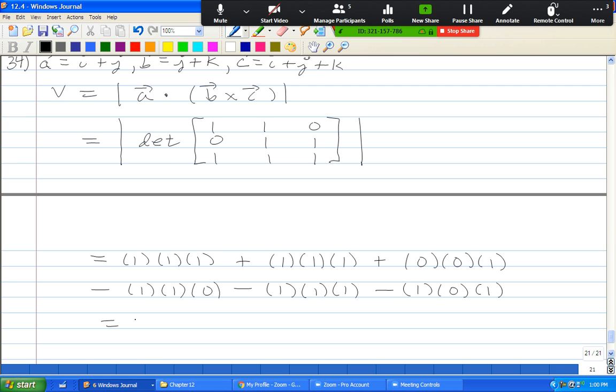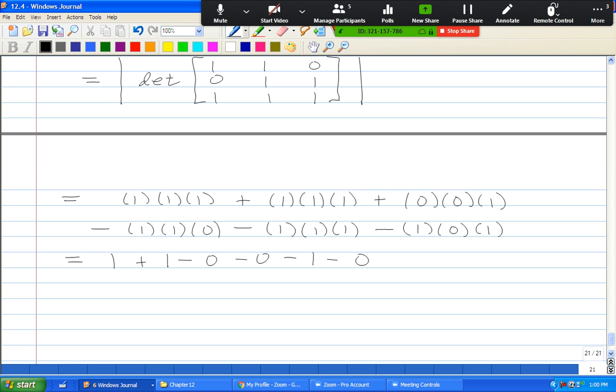So this is equal to, maybe I'll put the equals out here because it looks confusing. So that's equal to 1 plus 1 minus 0 minus 0 minus 1 minus 0. Okay, so that's just equal to 1. So the volume of this parallelepiped is 1.